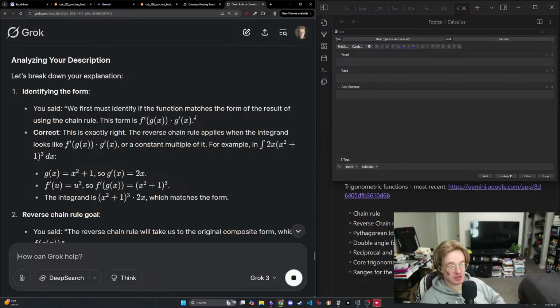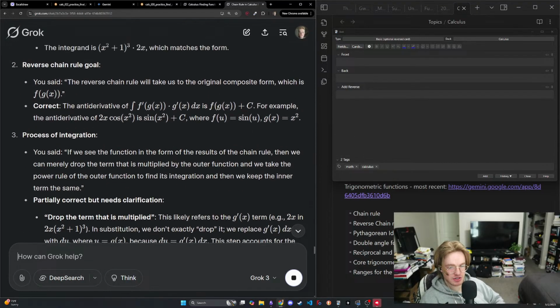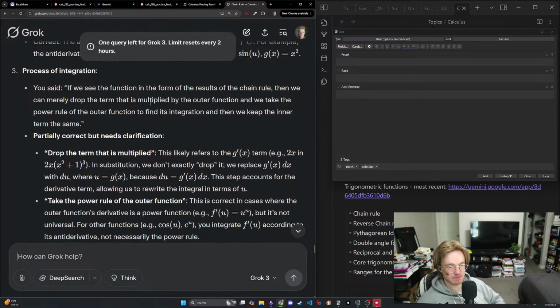Analyzing the description, let's break down your explanation. You said, we must first identify the function that matches the form. Correct. You said, the reverse chain rule will take us to the original composite function, which is f of g of x. You said if we see the function in the form of the result of the chain rule, then we can merely drop the term that is multiplied by the outer function and take the power rule of the outer function and find its integration, and then we keep the inner function term the same.